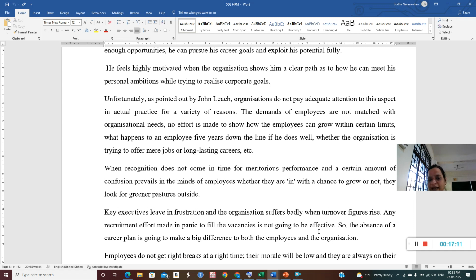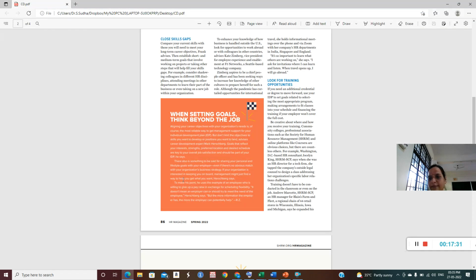So here it highlights the absence of a career plan, which means the absence of an individual career plan. That's why we have chosen this particular article, which provides a lot of insights. Now coming back to this, they are asking you to look into the various opportunities.